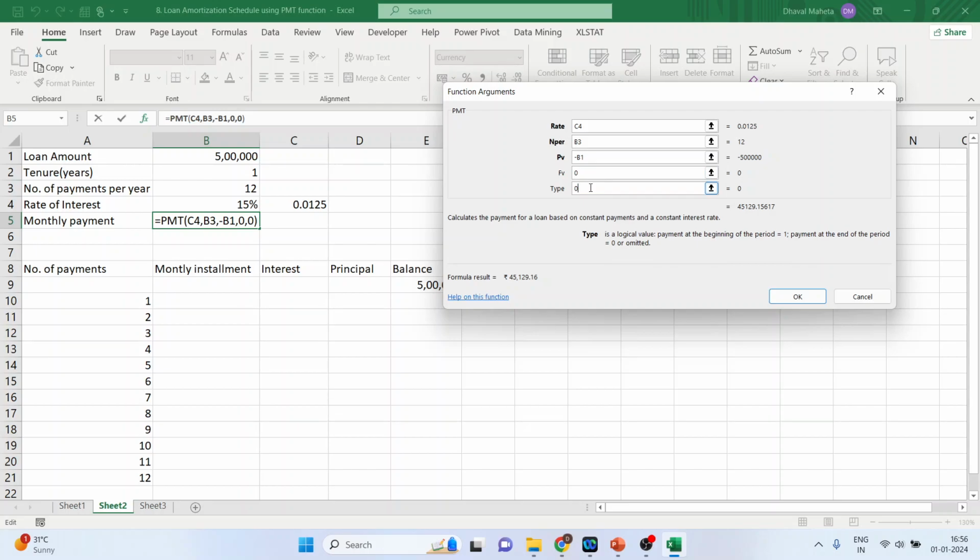Type 0. Now it can be 1 or it can be 0. So 1 if the payments are done in the beginning of the period, and 0 if the payments are done at the end of the period. So normally in the case of a loan, the payments are done at the end of the period and we keep it 0. Click OK.